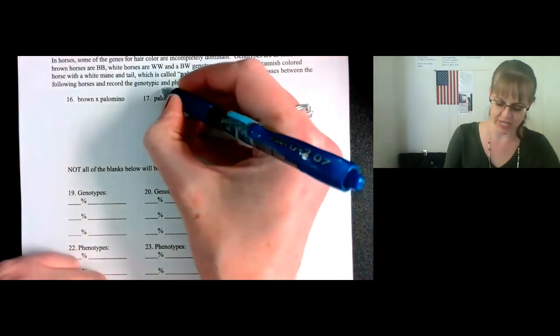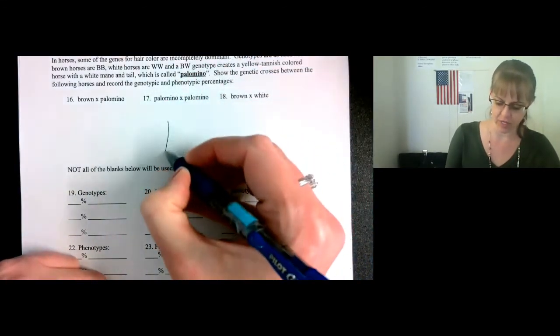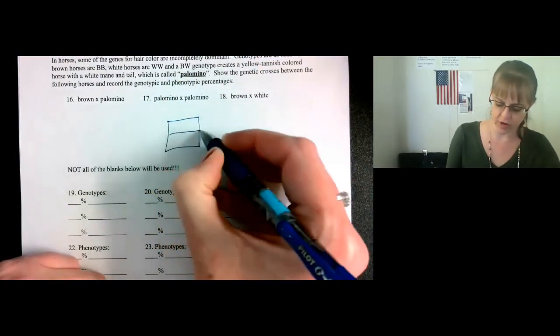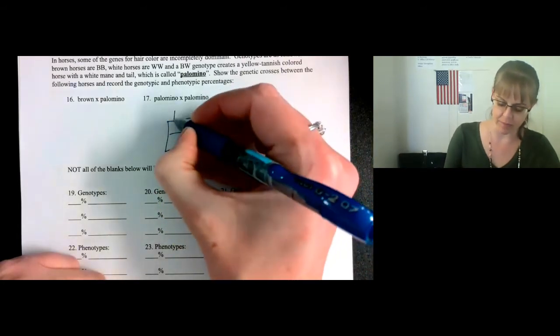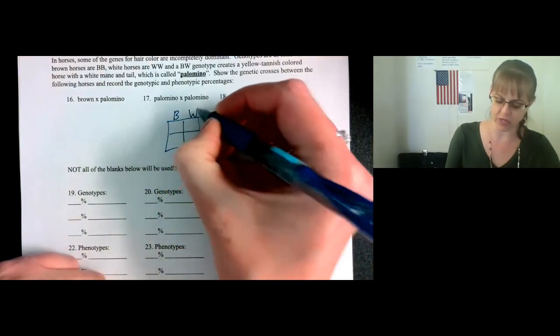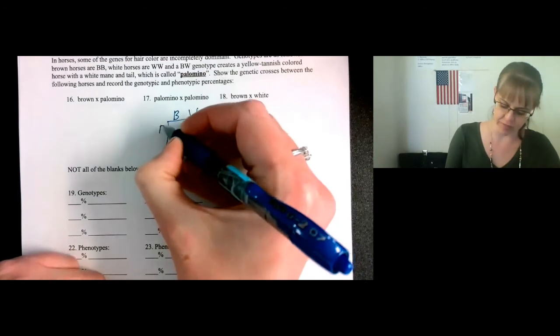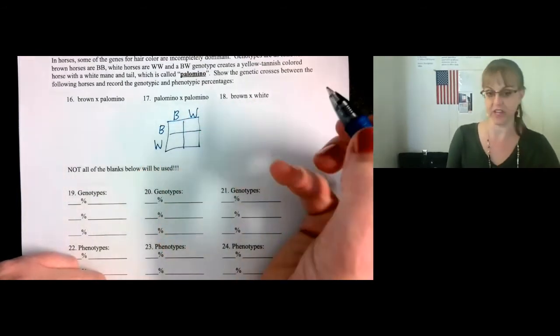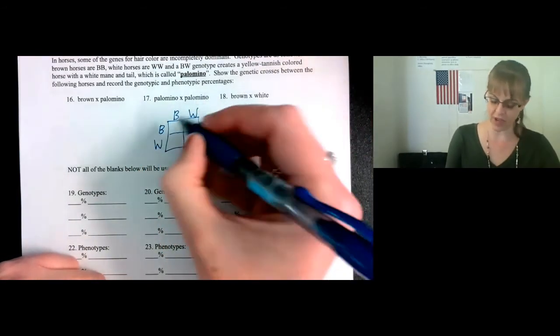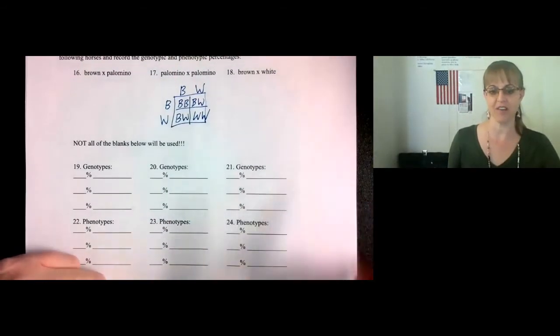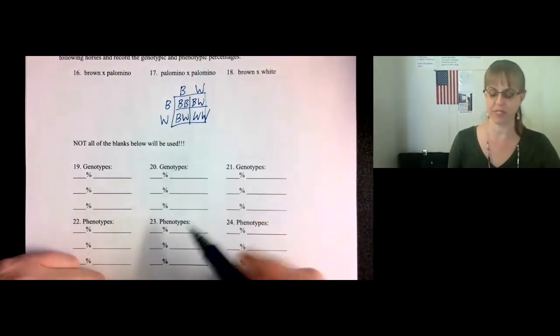Remember, Palomino is BW. So draw your Punnett square, put a B over one column and a W over the other, and a B on one row and a W on the other row. Now do your cross. And now we're ready to list off the genotypes and phenotypes.